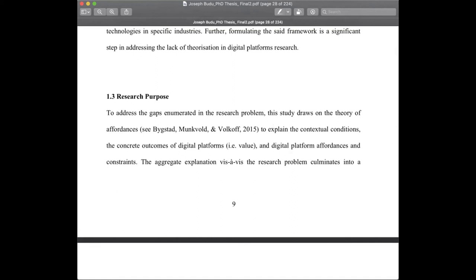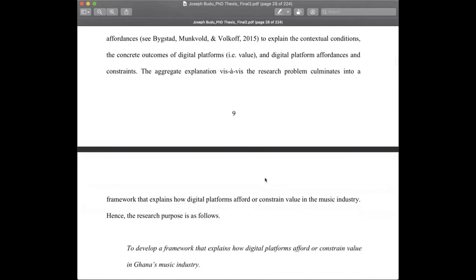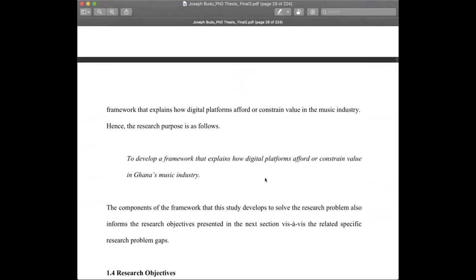So at least now you understand why I was saying the purpose is what I tend to use to guide my steps of looking at data. So the purpose starts from here. It draws on the theory of affordances to explain contextual conditions, the concrete outcomes of digital forms and platforms, that's value, and the digital platform affordances and constraints. The aggregate explanation vis-a-vis the research problem culminates into a research framework that explains how digital platforms afford or constrain value in the music industry. Hence, Joseph's research purpose is to develop a framework that explains how digital platforms afford and constrain value in Ghana's music industry.